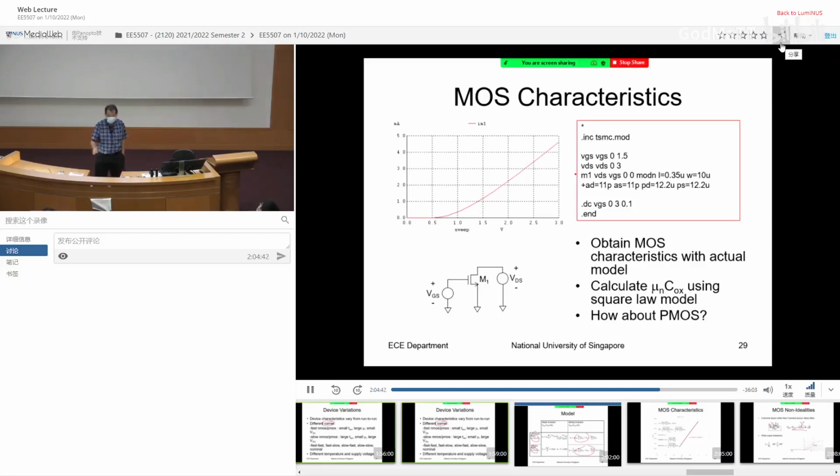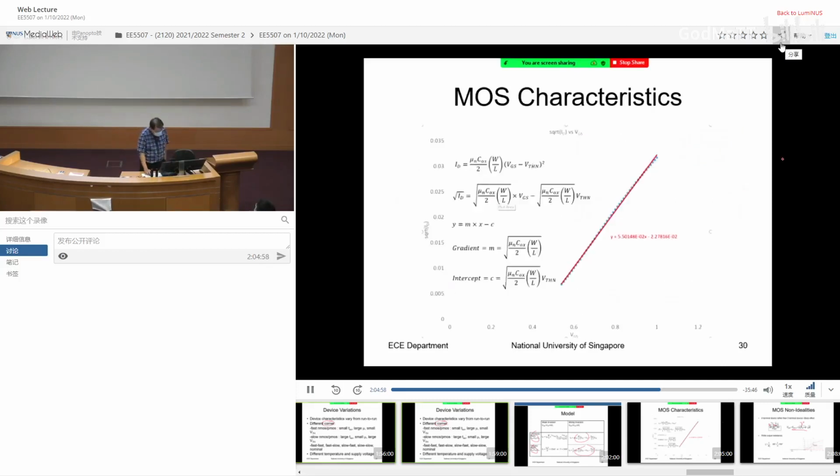It's easier. So for square law, a very important parameter is I need to find out what is mu n COX. What is my VTH? What is my lambda? So these parameters I need to estimate, right? So how can I do that? So here is an idea.